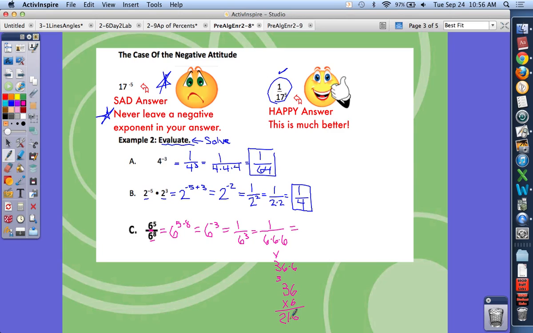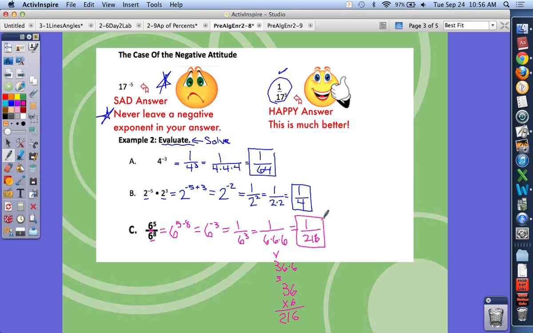So if you know the cubes, you might have known that number right away. If you don't know the cubes, that's okay. You can do the multiplication, or you can use your calculator. You will have one in class. So 1 over 216.